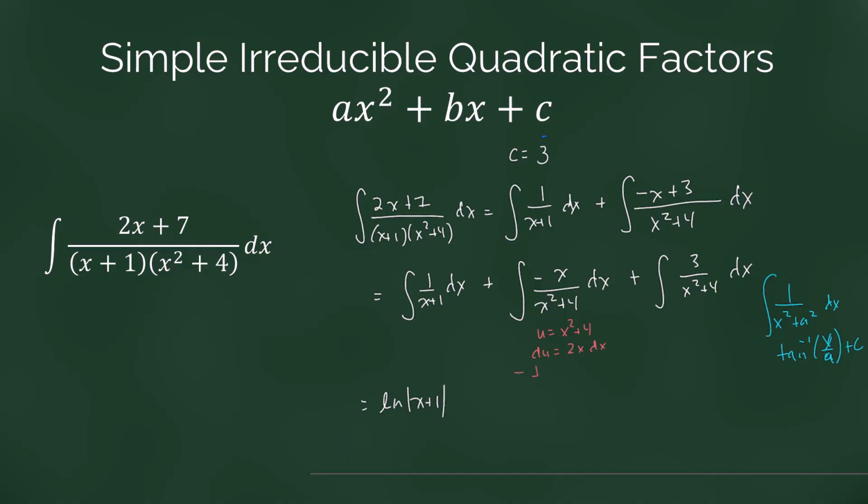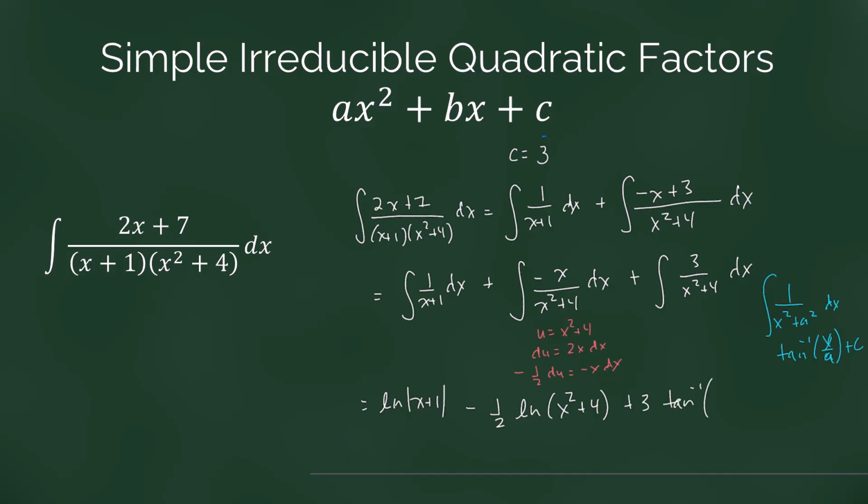So we can say that negative 1/2 du is the same as negative x dx. That makes that middle antiderivative negative 1/2 times the natural log of u, which is x squared plus 4. Normally we'd put absolute value bars around that, but we have to remember that x squared plus 4 is always positive, so we don't really need them. No harm in putting them, but we don't need them.